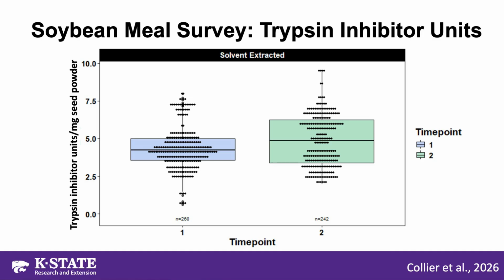Now, breaking this down by time point, again, we see a fairly consistent trypsin inhibitor between our 2 time points, with the average being right around 5 TIU per milligram seed powder across the 2 time points, which would be consistent with what I've been seeing through some of the other trypsin inhibitor work I've been doing as well.